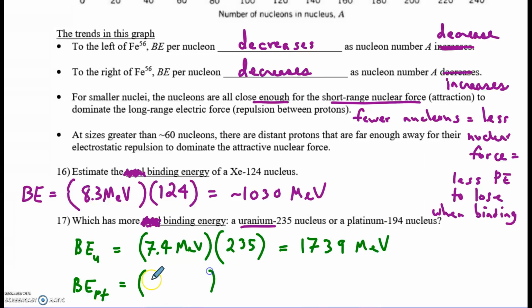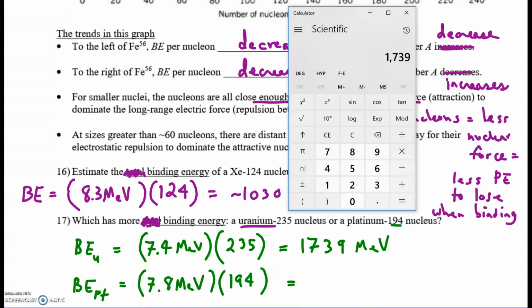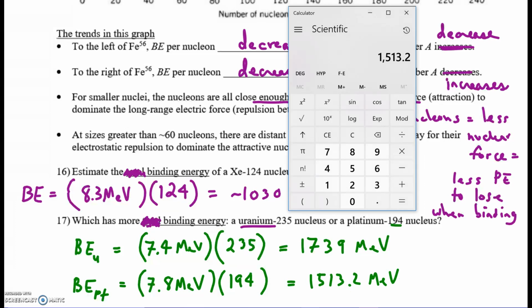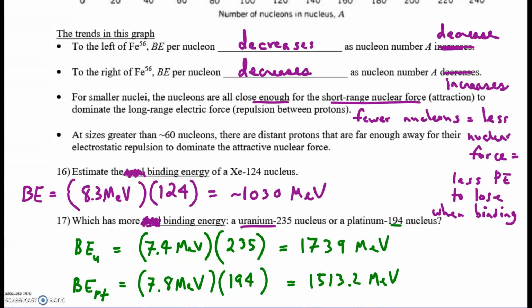All right, how about the platinum? We said that was a little bit more energy needed to knock free one of those nucleons, but we want the binding energy for the entire nucleus. So this is the amount for one nucleon, but platinum has 194 nucleons in its nucleus. So what do we get? 194 times 7.8, 1513.2. So which has more? Well, uranium.